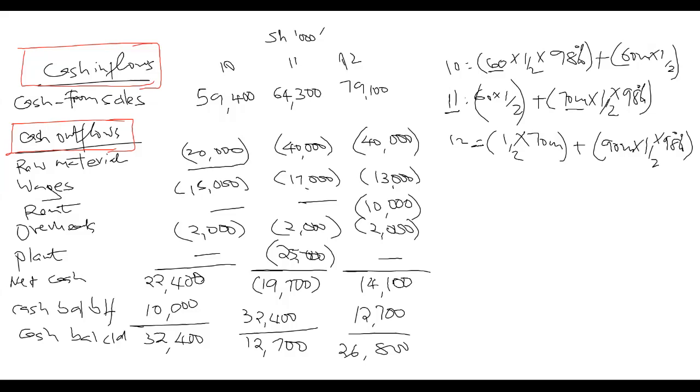The money in the bank of 10, can we consider it as a cash inflow? Yes, you can consider it as a cash inflow, the 10 million we have at the beginning of the month. So that's on the cash budget, the cash flow forecast.